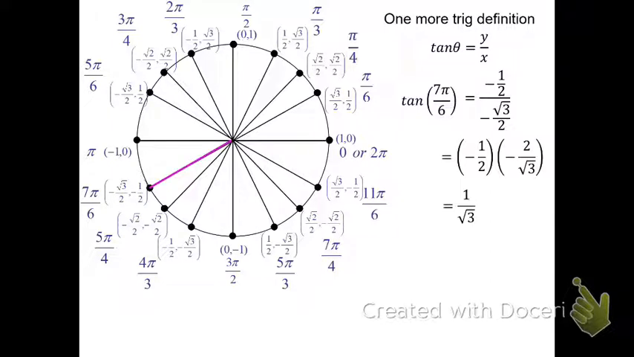Now this answer is not good because we have the radical on the bottom. We need to rationalize the denominator. We'll do that by multiplying top and bottom by root 3. 1 times root 3 is root 3. On the bottom, root 3 times root 3 is the root of 9, and the square root of 9 is just 3. This becomes root 3 over 3.